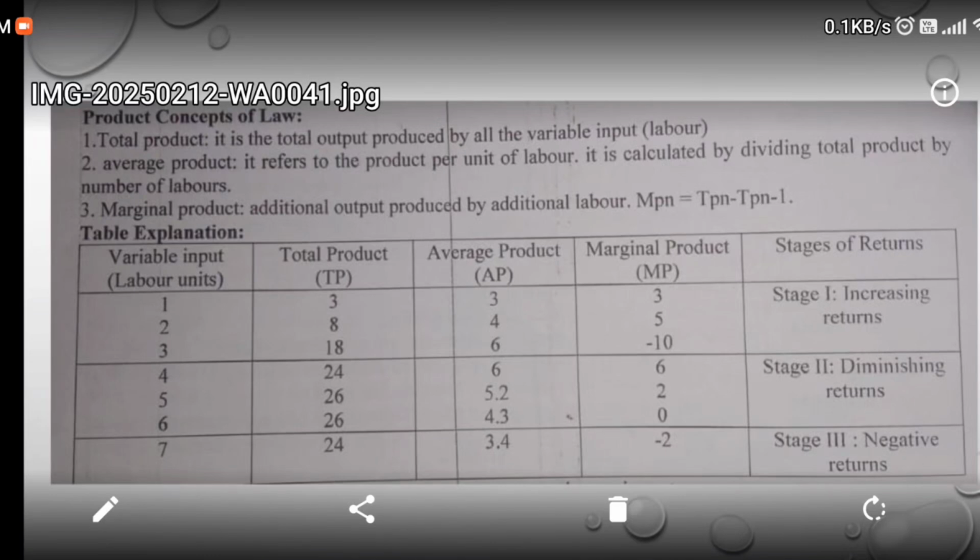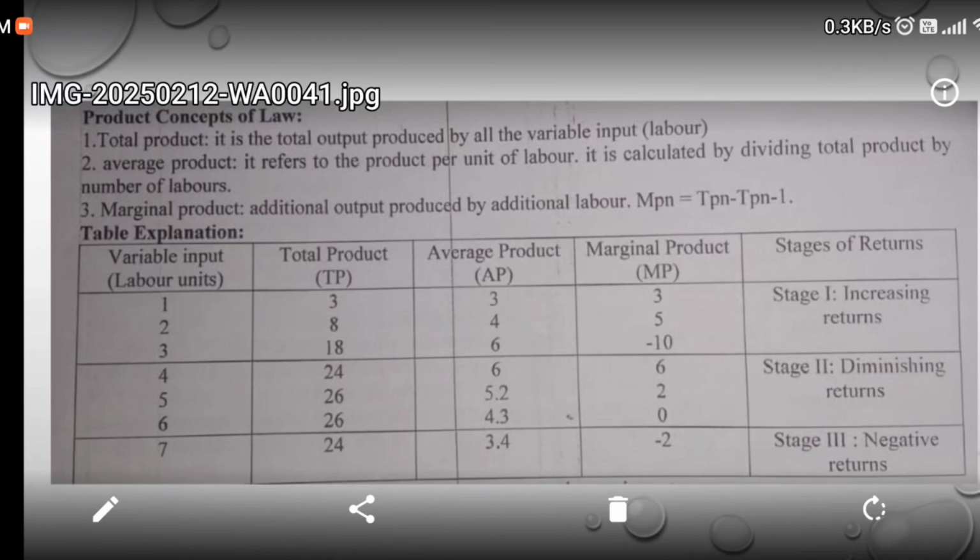In this theory, we have to examine three levels of the output. Suppose a farmer having some acres of land is changing only labor, remaining factors constant. So what are the changes happening in the total product, average product, marginal product? Total product is the total output produced by all variable inputs, laborers.